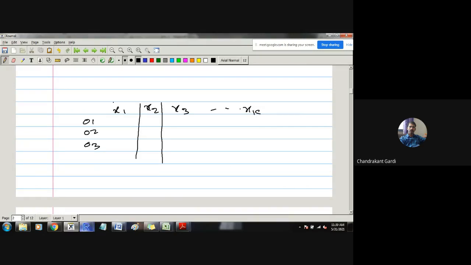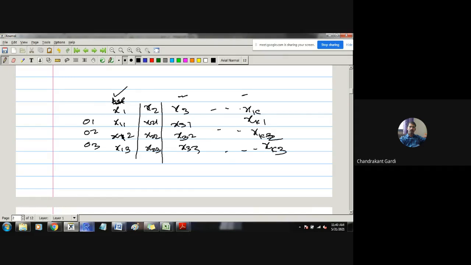So suppose x1 is a numeric variable, it is age, x3 is some other variable. All these are numerical variables. So finding distance: x1 observed on the first unit, x2 observed on the first unit, x3 observed on the first unit, xk observed on the first unit. Similarly, x1, x2, x3 and xk observed on the second unit, and similarly on the third unit. So while calculating distance between O1 and O2, it is this difference squared plus this difference squared plus this difference squared, and that can be done.